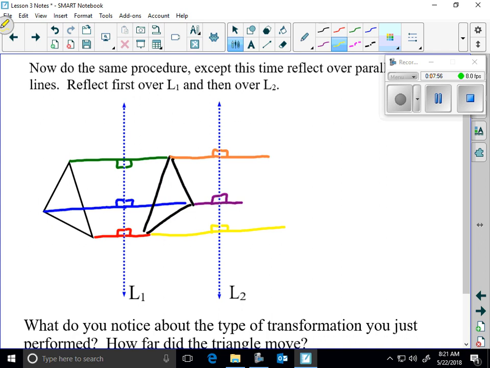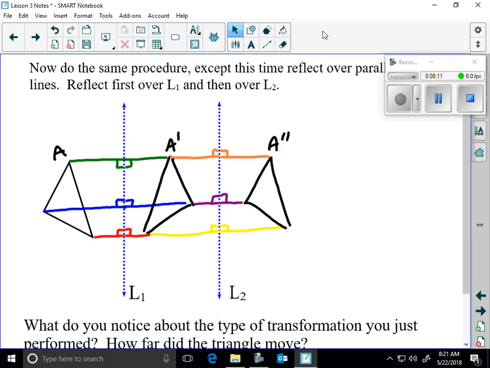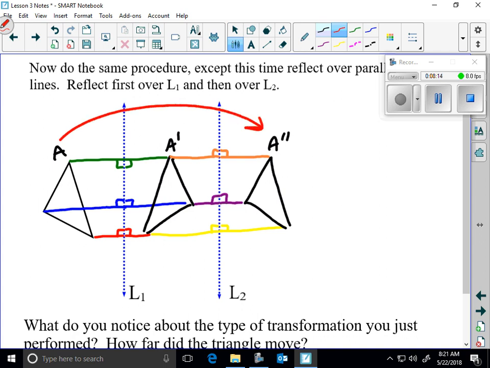Okay, and then let's sketch our final. Oh, look, Nick's right. To get from, let's call this A, then we went to A prime, then we went to A double prime. Wouldn't A to A double prime, this right here, just be a translation? Yeah? With me? Okay, just a translation.